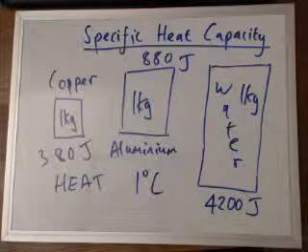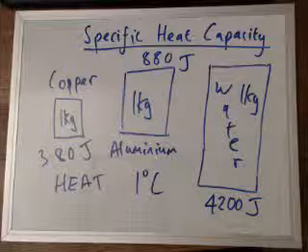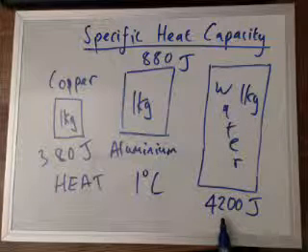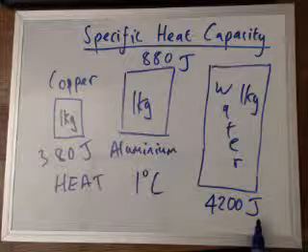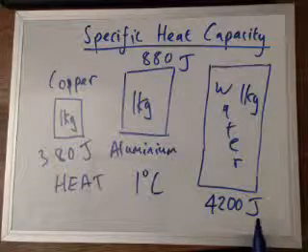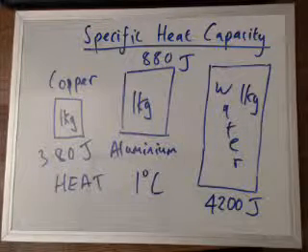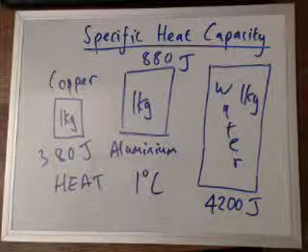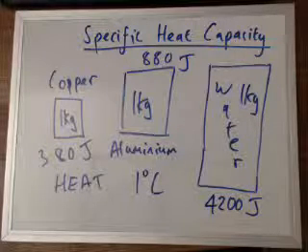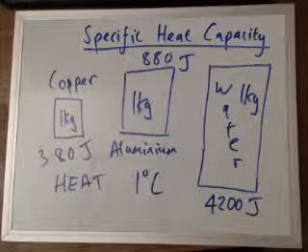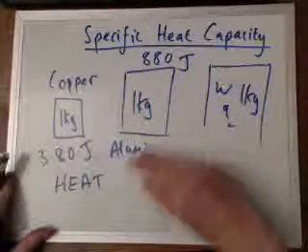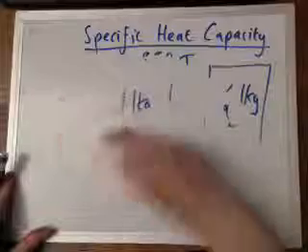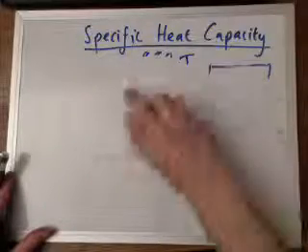Okay, and this is all to do with specific heat capacity. In fact, the specific heat capacity of water is 4,200 joules per kilogram degree C. For aluminium, the specific heat capacity is 880 joules per kilogram degree C, and for copper it's 380. So I'll rub these out and I will give you an equation.